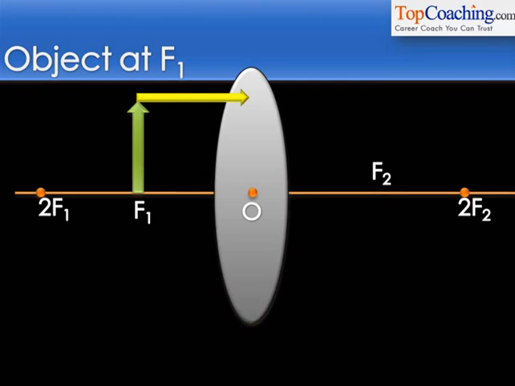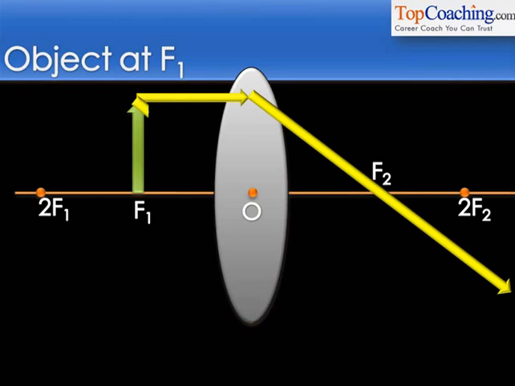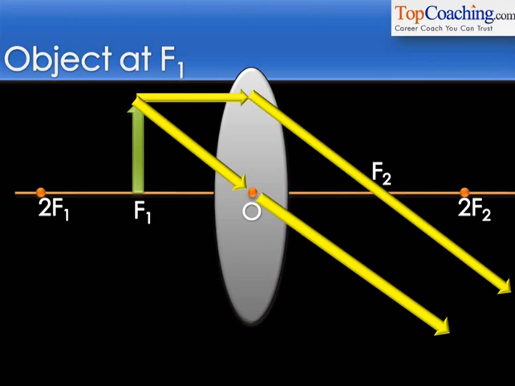This is one ray parallel to the principal axis. After refraction from the convex lens, it passes through the second focus of the convex lens. Let's take out another ray from this object that passes through the optical center of the convex lens. This ray continues undeviated.